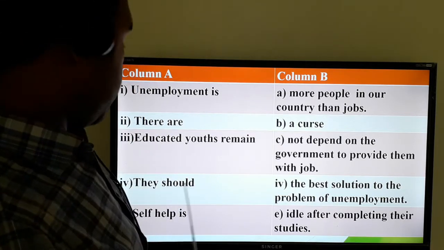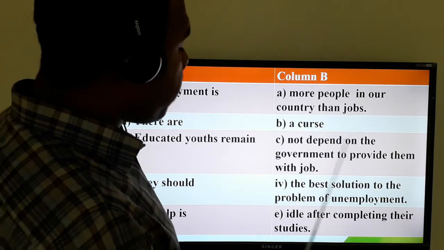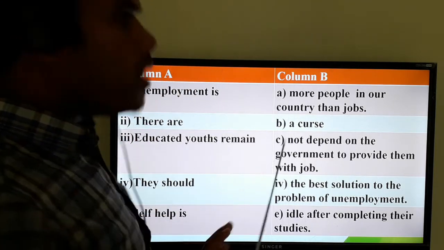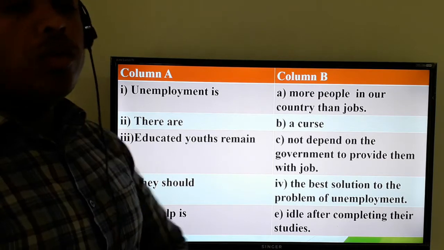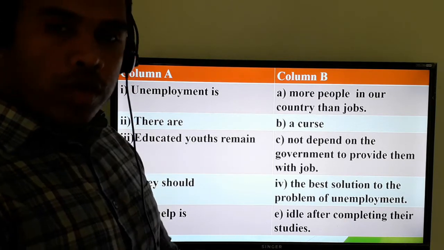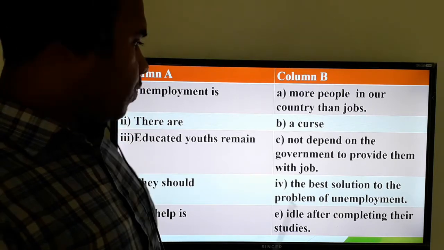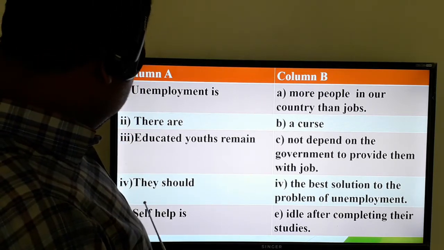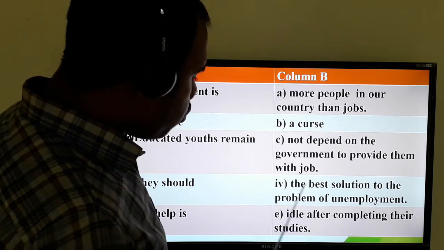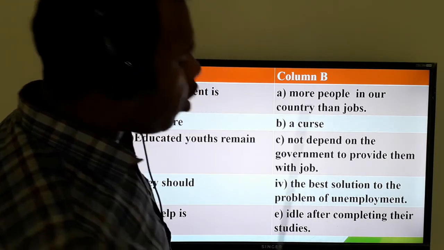They should not depend on the government to provide them with jobs. Educated youth should not depend only on the government, thinking that the government will give you a job. You have to look for it. You have to work hard for that. And number 5, self-help. Self-help is the best solution to the problem of unemployment.